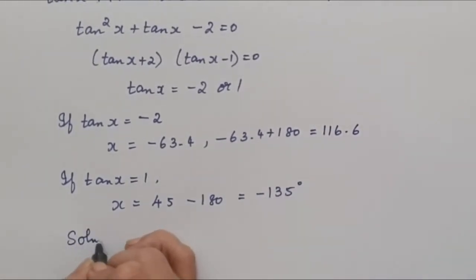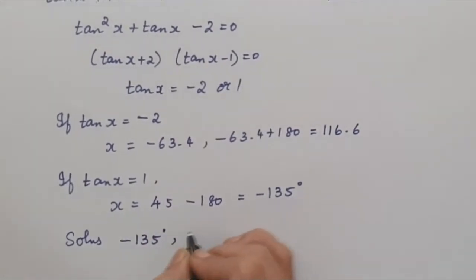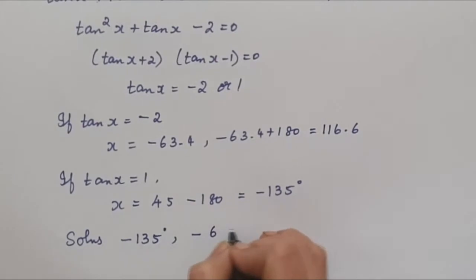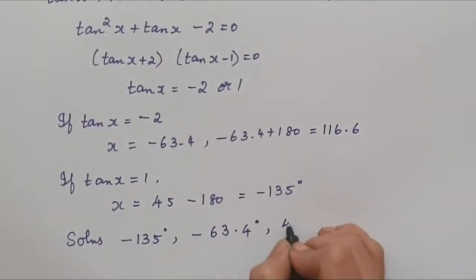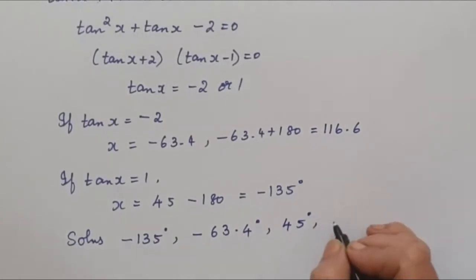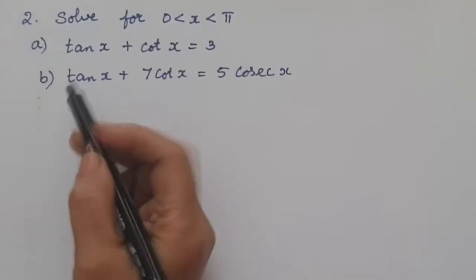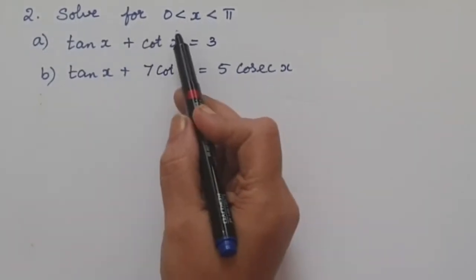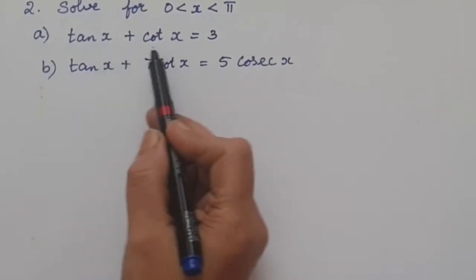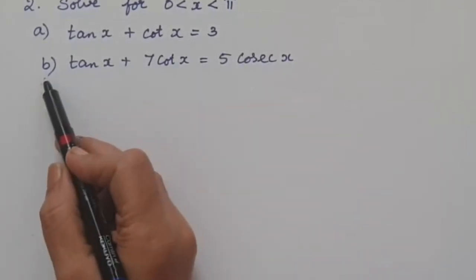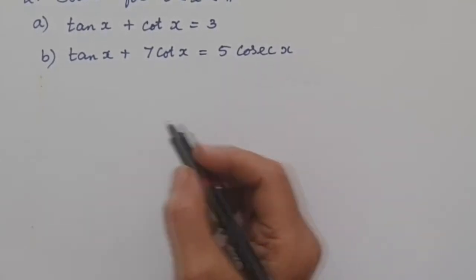So our solutions are minus 135 degrees, minus 63.4 degrees, then 45 degrees and 116.6 degrees. The second question: solve for 0 less than x less than pi. A part of the question, tan x plus cot x equal to 3. B part, tan x plus 7 cot x equal to 5 cosecant x.